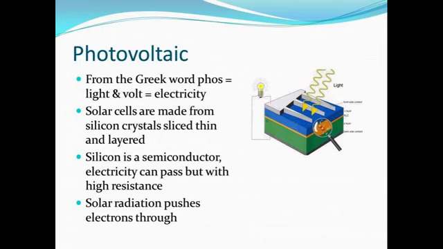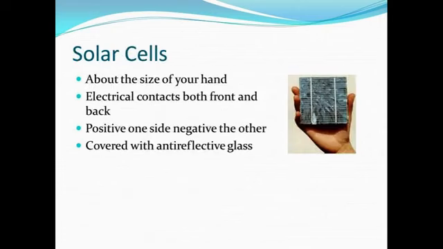Solar cells are made up of silicon crystals, sliced thin and layered. Silicon is a semiconductor. Electricity can be passed but with high resistance. Solar radiation pushes the electrons through. Solar cells are about the size of your hand, with electrical contacts on both front and back, positive on one side and negative on the other, covered with anti-reflective glass.